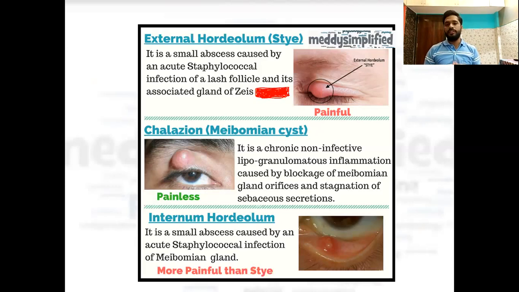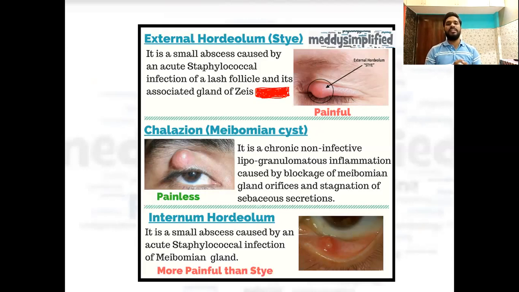So what we need to remember is that external hordeolum, also known as stye, is a staphylococcal infection, and it is associated with the gland of Zeis. Now talking about the chalazion, that is Meibomian cyst, it is a chronic non-infective lipogranulomatous inflammation, caused by the blockage of Meibomian gland orifices and stagnation of the sebaceous secretion. It is a painless disease, whereas stye, the external hordeolum, is a painful disease.